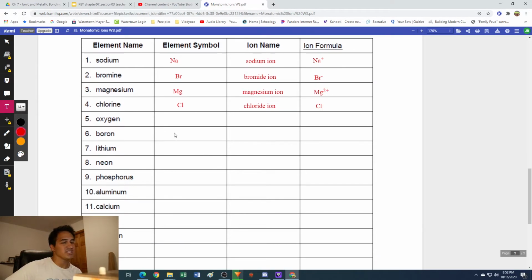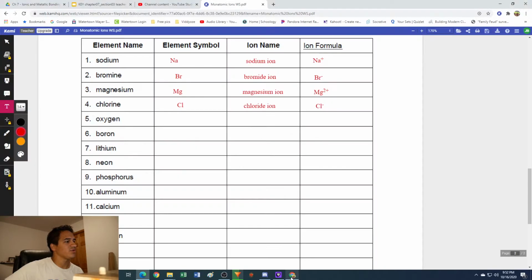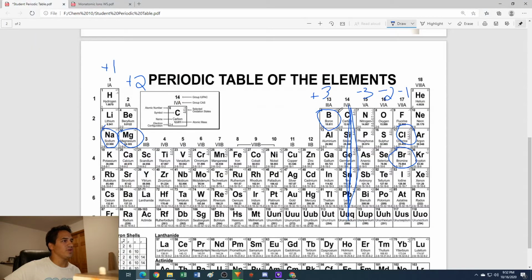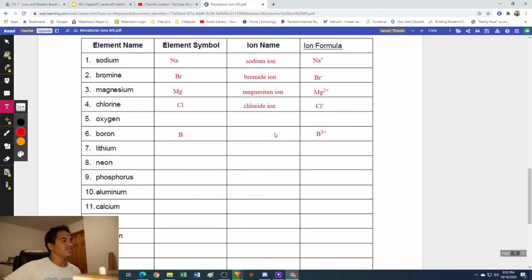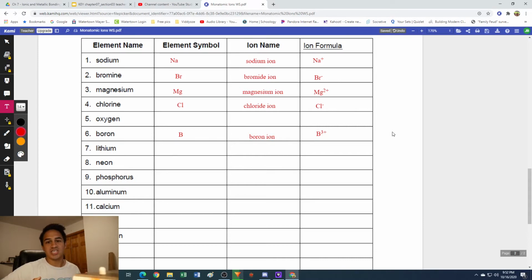So let's do number 6, boron. So let's find boron. Boron is right here in column 3. So it's going to make a +3 charge as an ion. So first off, element symbol is B. Oh, that is not the right box. That is the right box down here. Okay. It is going to make a charge of 3+. So B 3+. So again, it's in column 3 on the periodic table. Okay, right there. And since it's a positive ion, it is going to just be called a boron ion. Okay, no need to change the ending. Remember, we only do that for negative ions.